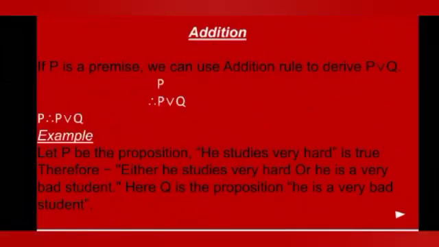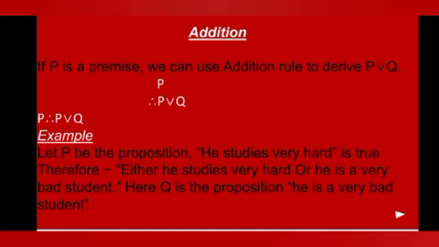First one is addition. If P is a premise, we can use the addition rule to derive P or Q. P, therefore P or Q. If P is true, therefore P or Q is true. If Q is true or false, P or Q must be true.